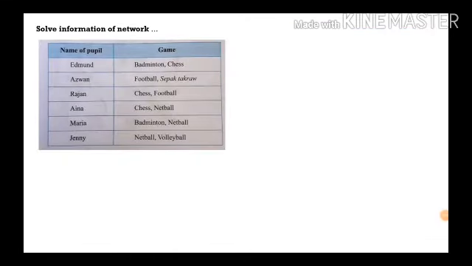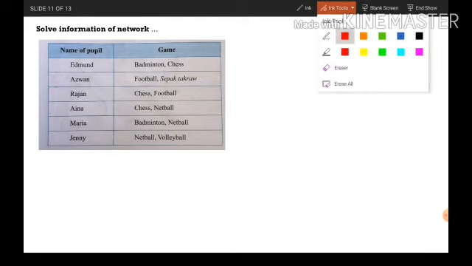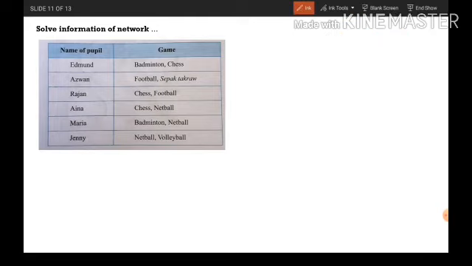So now we're going to solve information of network. So first of all, take a look at the diagram given, the table given. This is name of people and games. Game is the vertices. So the table below shows the data of 6 pupils and the games that they like. So they represent the information in the form of network. So how are we going to do the network?